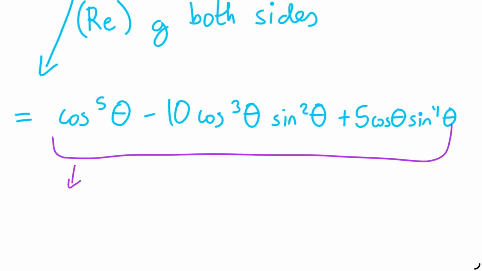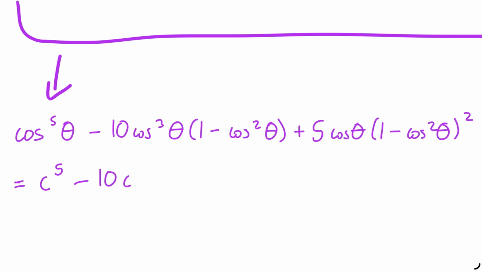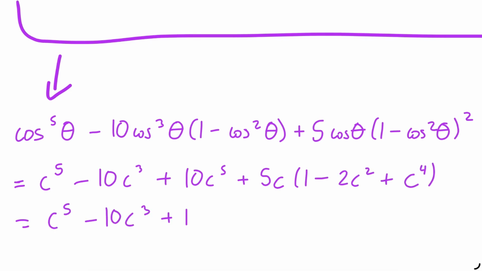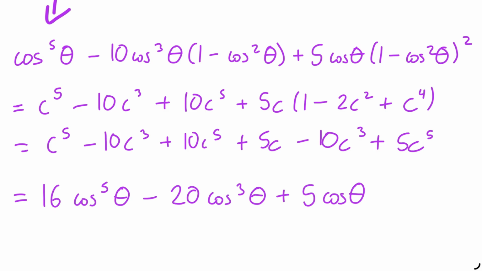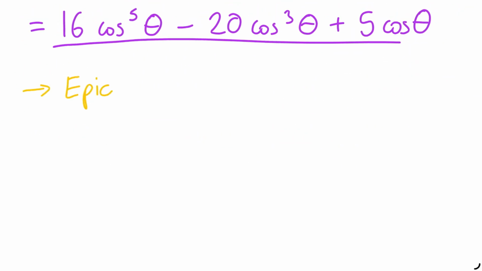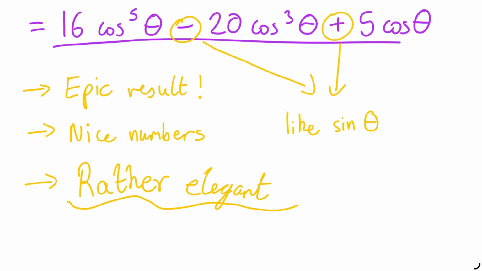It took a whopping 3 lines to get a pretty clean looking formula, and to be honest, it's not that much effort to get this all in terms of powers of just cosine. We can just spam the identity that sine squared theta equals 1 minus cosine squared theta until we reach this wonderful result right here: 16 cosine to the 5 theta minus 20 cosine cubed theta plus 5 cosine theta. And it's a really epic result. It's got nice numbers, it's got that plus minus plus pattern, kind of like the start of the Taylor series for sine, and I know it's an absurd thing to say, but it is very aesthetically pleasing. It's a very elegant result.